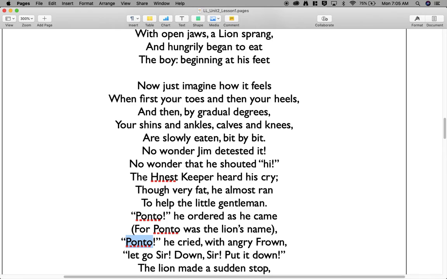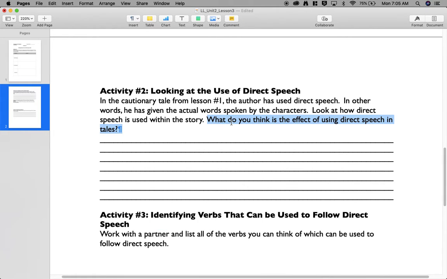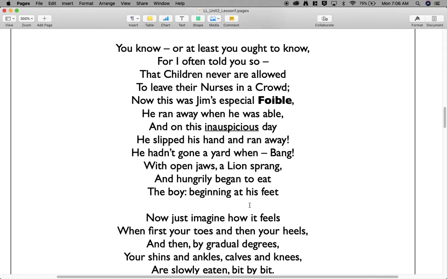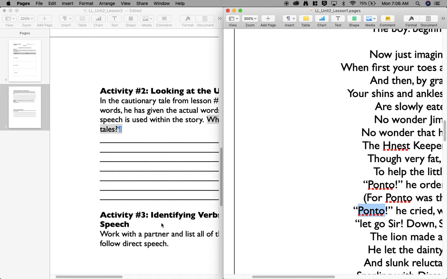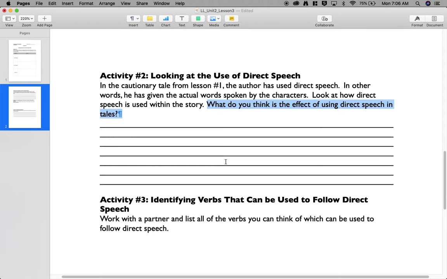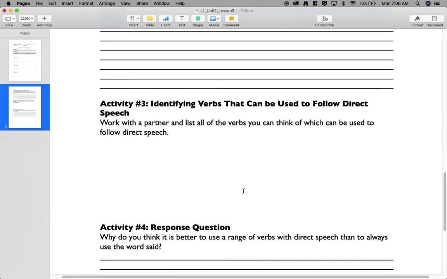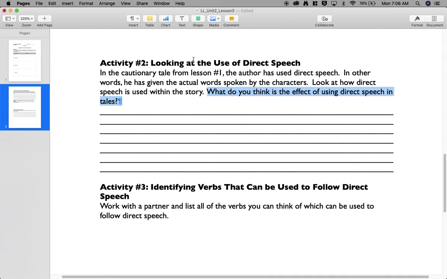So, let's go back here. What do you think is the effect of using direct speech in tales? Because there are some stories that don't have any direct speech at all. So, what effect do you think having direct speech in this tale has? Okay. Press pause, and I'll move on. Okay. Now we are on activity 3. You have successfully finished activity 2, and you've told me what the effect of using direct speech is in tales.